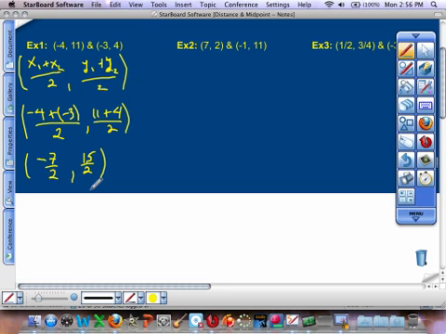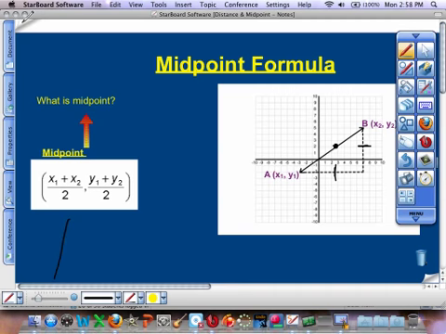Wait, isn't your formula, Sam, wasn't the formula like, x1 plus x2 divided by 2 plus? No comma. Hope I didn't have a plus on there. No comma.